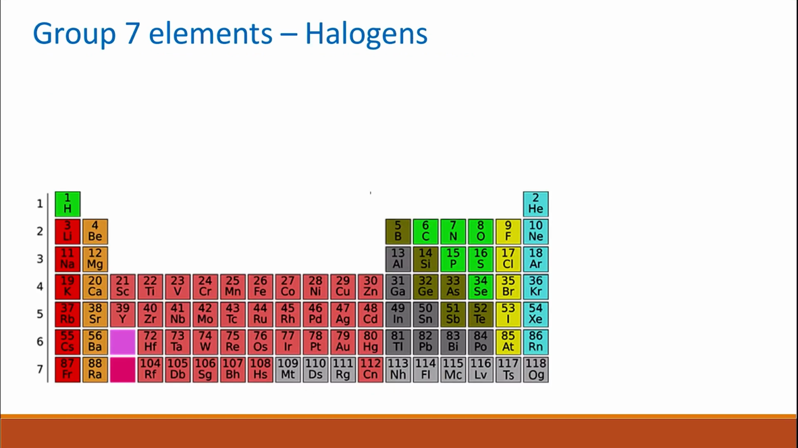Group 7 elements, which are called halogens. These are the group 7 elements. They have 7 electrons in their outer shells. They exist as diatomic molecules like fluorine, chlorine, bromine, and iodine, all diatomic as we can see.